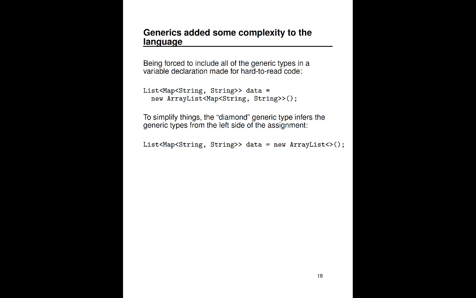So they introduced something into the language called the diamond generic type that will infer all the types that you need when creating the collection from the declaration of the variable on the left, or really whatever is on the left of the assignment. So this is nice, much easier. It all fits on one line, and if something changes on the left, you don't need to worry about changing it on the right. So you can just say, list of string data equals new array list, and you have the little diamond, and the compiler will take care of it.